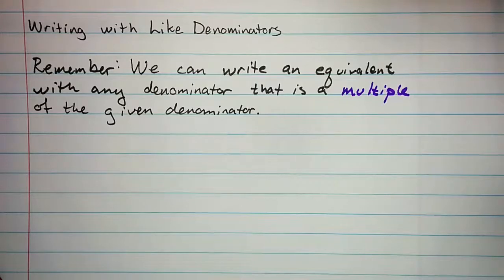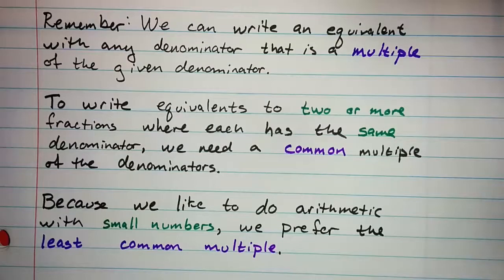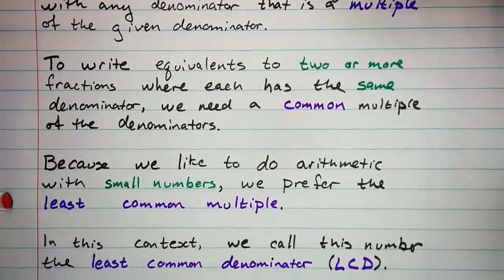if we want to write equivalents to two different fractions, where each one has the same denominator, well, we need a common multiple of the denominators. Because we like to do arithmetic with small numbers, we prefer the least common multiple. When we're using the least common multiple of denominators as a shared denominator for several fractions, we call this number the least common denominator, or LCD.